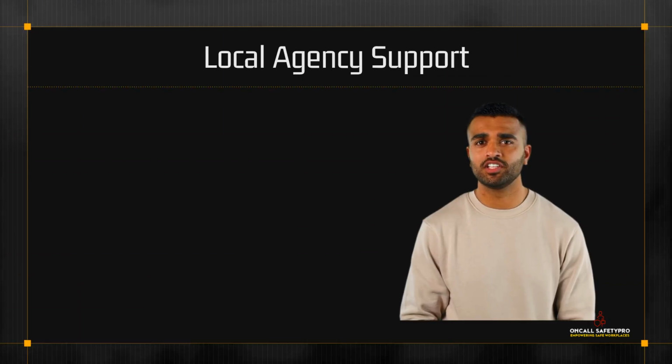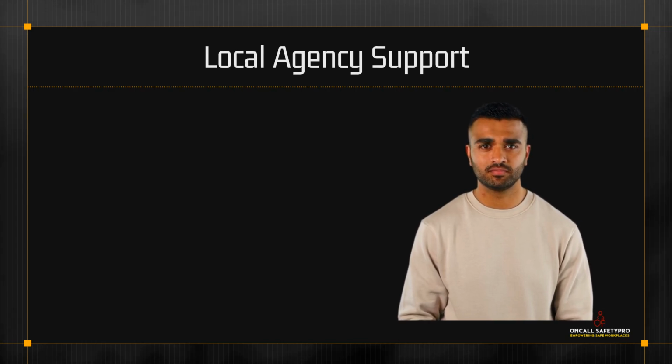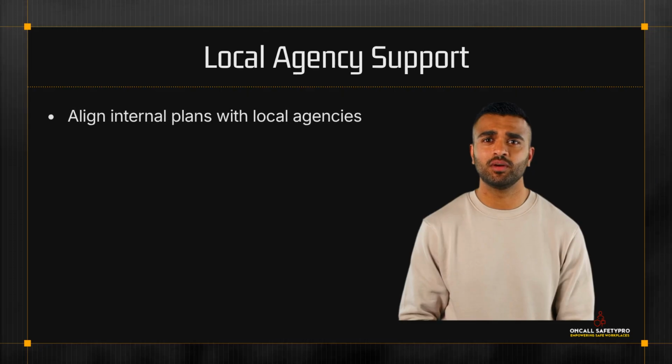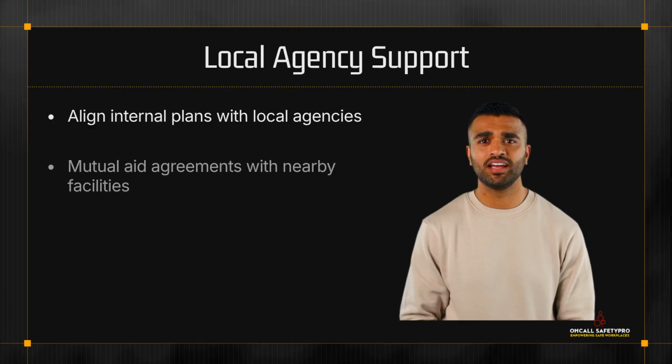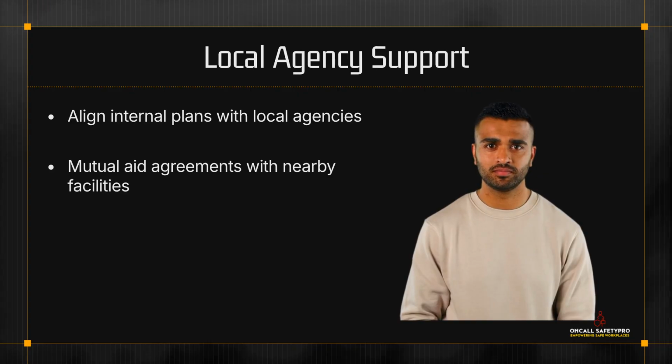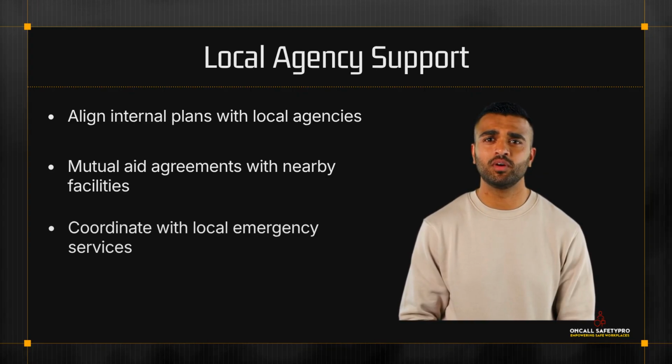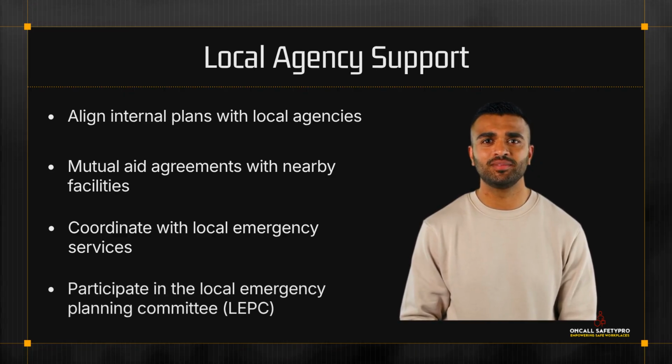Emergency preparedness is not just an internal process. Businesses must coordinate with local government agencies. It's critical to align our internal emergency plans with those of local and state agencies to ensure consistency during a crisis. Establishing mutual aid agreements with nearby facilities helps us share resources and support each other when needed. We also coordinate with local emergency services like fire, police, and EMS to streamline response efforts. Participation in the Local Emergency Planning Committee, LEPC, strengthens collaboration and ensures our plans meet community-wide standards.